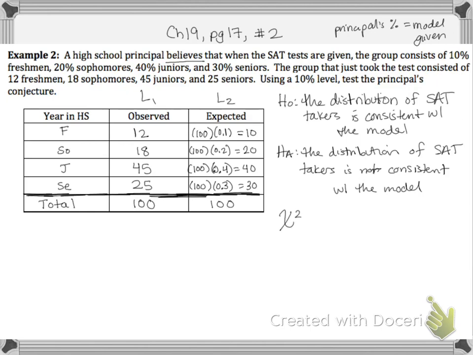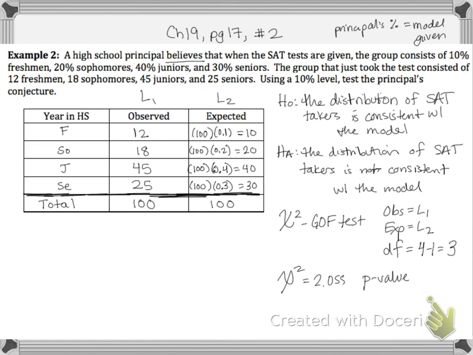So we would run our chi-squared GOF test, where our observed are in list 1, our expected are in list 2, and our degrees of freedom is the number of categories minus 1. There were 4 years in high school, minus 1 gives us degrees of freedom of 3. And then we end up with a chi-squared and a p-value. So the chi-squared in this case is 2.0583, and the p-value is 0.5604. So over here on the bottom, I'm just going to make a statement that this p-value is greater than the alpha we were given of 0.10 or 10%.